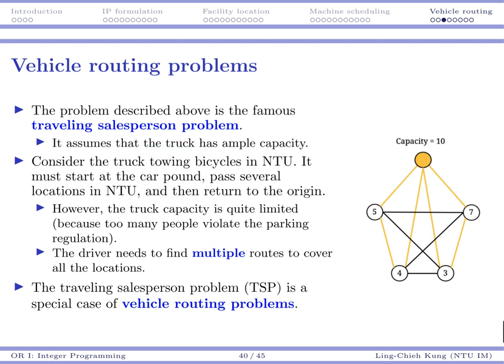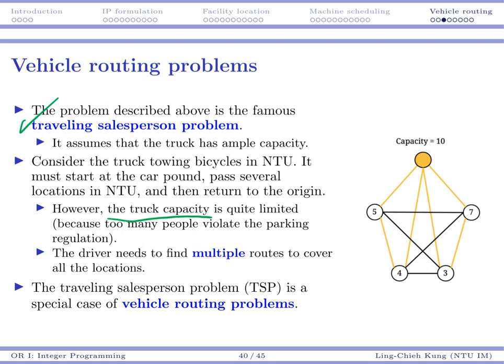But of course, in many cases, we do have a capacity issue. For example, in NTU, from time to time, you will see trucks trying to tow in bicycles. This must be because those bicycles are parked at some places where you cannot park bicycles. So the truck would come and bring the bicycles away. So basically, this looks like a traveling salesperson problem. It's just that the truck capacity should be considered.